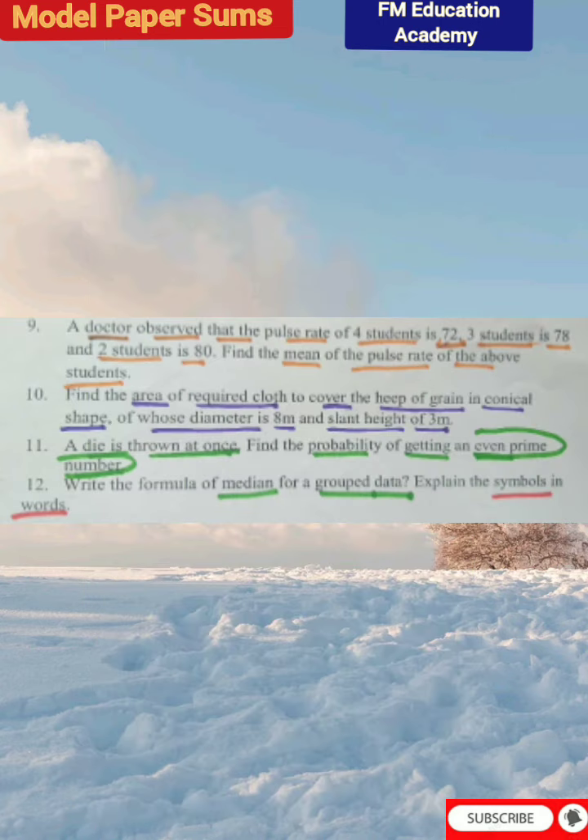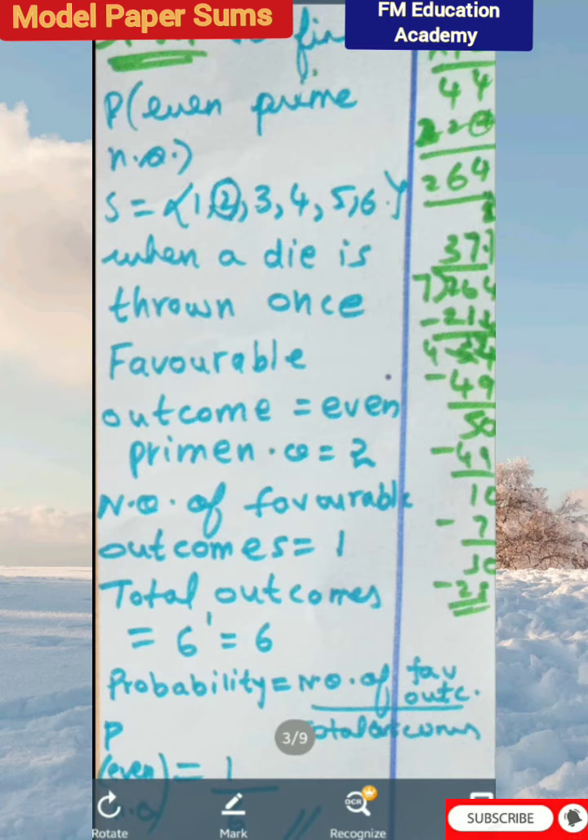11th question, a die is thrown once. Find the probability of getting an even prime number. So we are just throwing the die once. We are not throwing it twice or thrice. Remember that. And one more important point you should remember here is, we have to find the probability of getting an even prime number. Number of favorable outcomes is 1, but total outcomes is 6. That is 1 by 6.